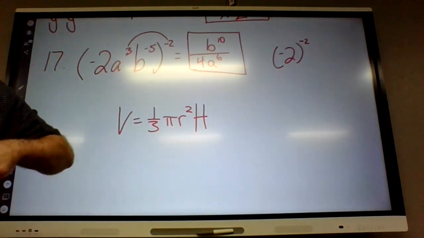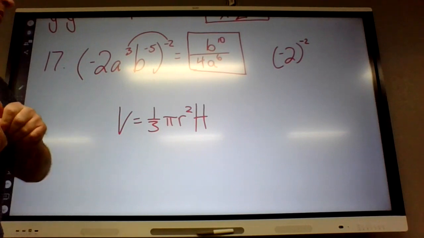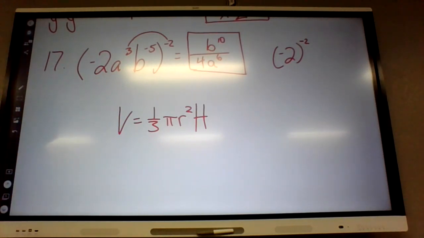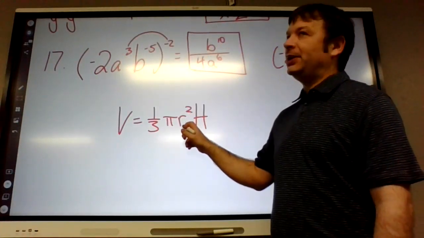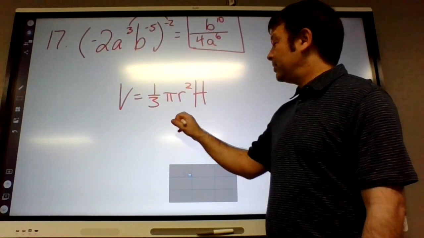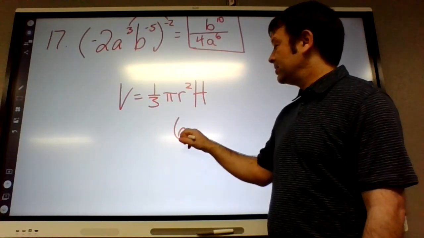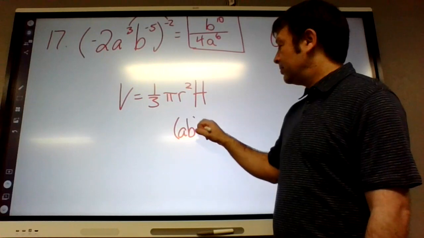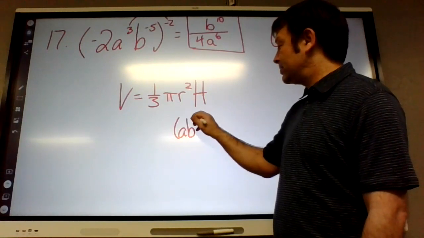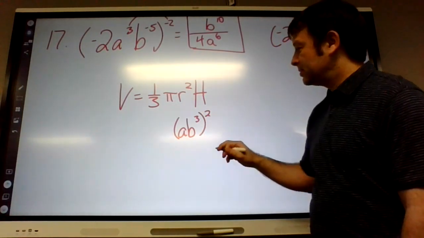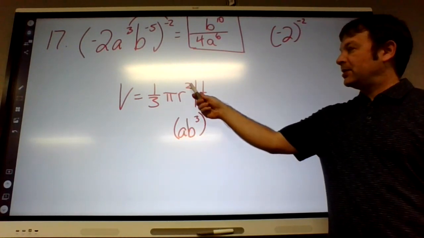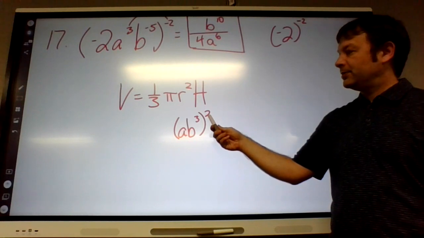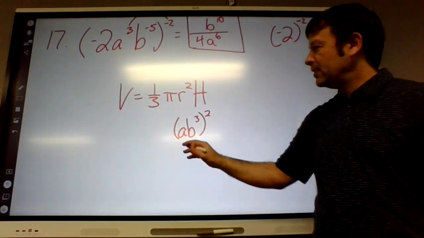It says the cone has a radius of AB to the third. So what should we do with that AB to the third, you guys think? Plug it in for R. Right. R stands for radius probably, right? So I'm going to replace the R with AB to the third. Okay, so the R gets replaced. That little 2 exponent is right there now.